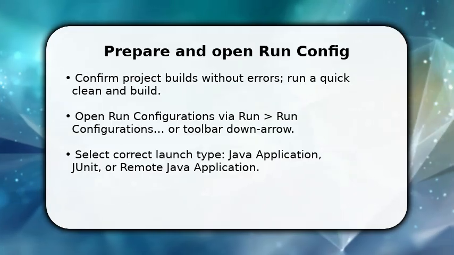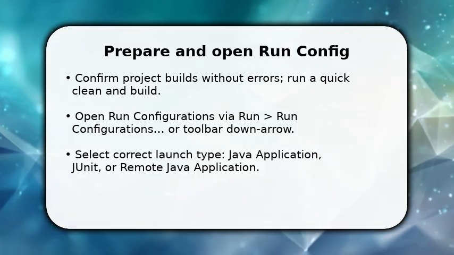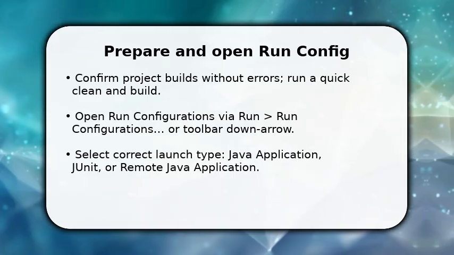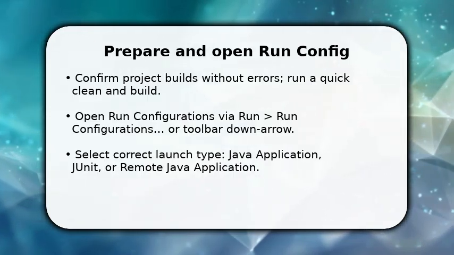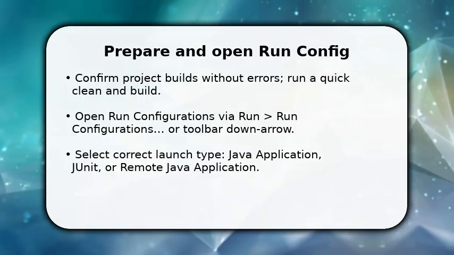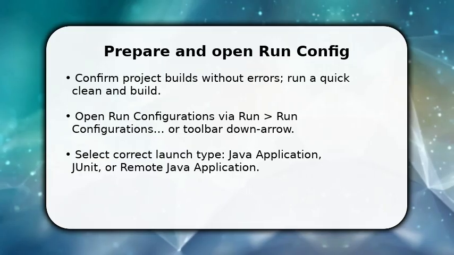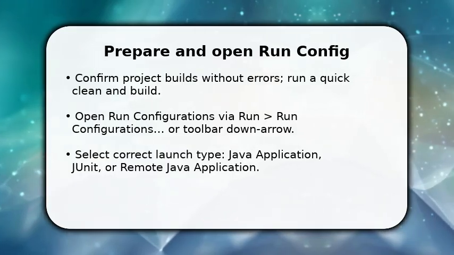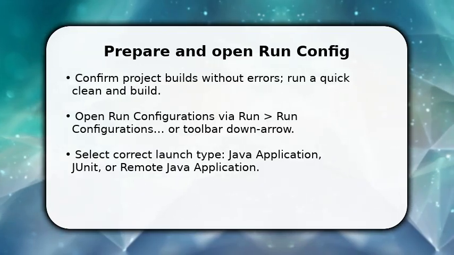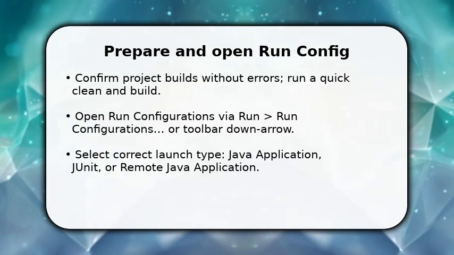You start by confirming your project compiles cleanly. Errors here derail everything. Once done, open Run Configurations or click the small run arrow and choose Run Configurations. Make sure you pick the correct launch type: Java application for main classes, JUnit for tests, or remote Java application for attaching debuggers. You should now see your projects and classes. If they're missing, refresh the workspace or rebuild so Eclipse detects the launchable units.